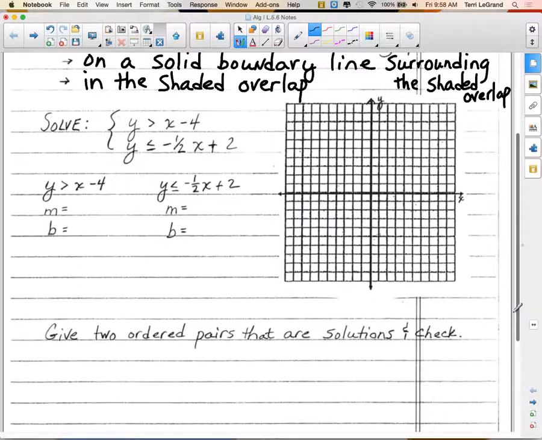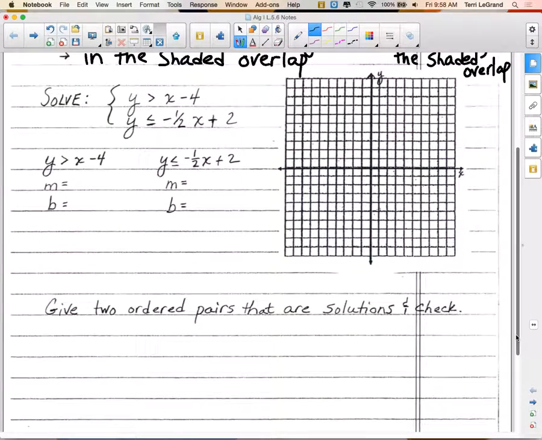And then we will talk about, after we get it on the graph ourselves, how to show which ones can come from boundary lines or not. So go ahead and just leave that for now, and let's get ready to do the graphing ourselves here. So we have y is greater than x minus 4. What's the slope and the y-intercept of that one?